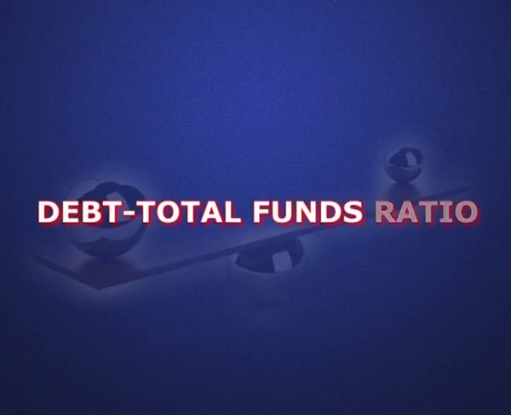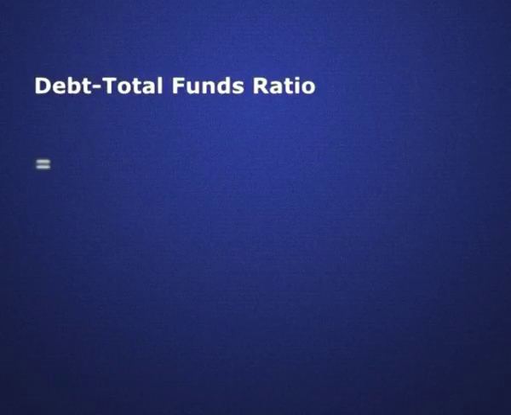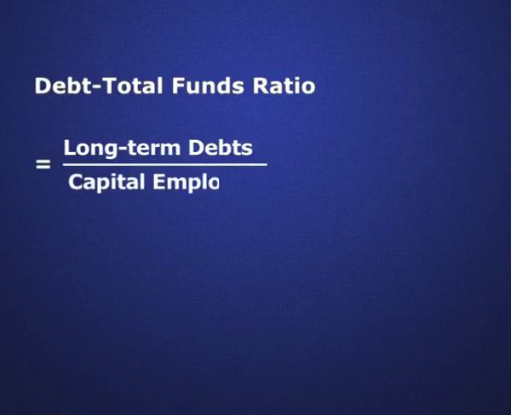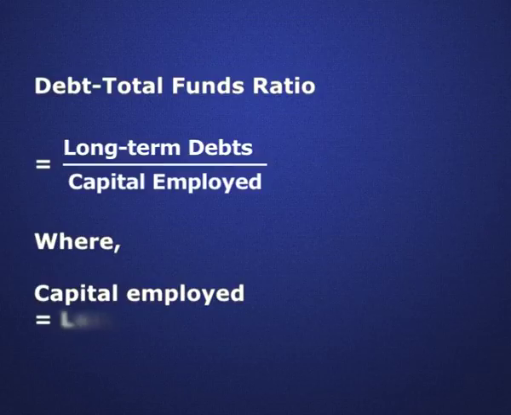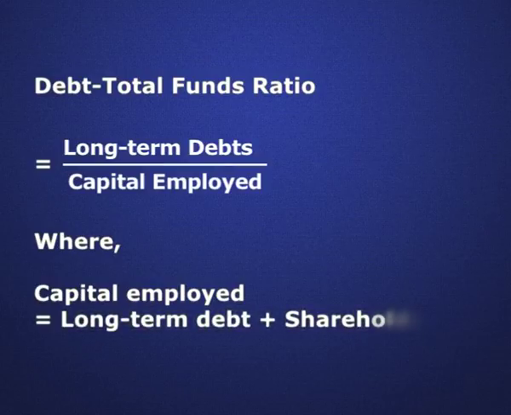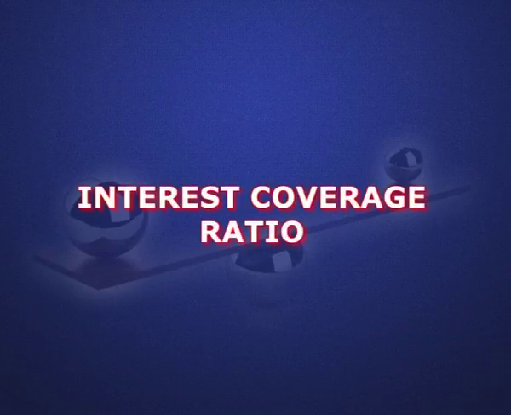Second, debt-total funds ratio. Debt-total funds ratio shows the long-term financial solvency of a concern. In this ratio, the outsiders' long-term liabilities are related to the total capitalization of the firm and not merely to the shareholders' funds. It is calculated as follows. Debt-total funds ratio is equal to long-term debts divided by capital employed, where capital employed is equal to long-term debt plus shareholders' funds.